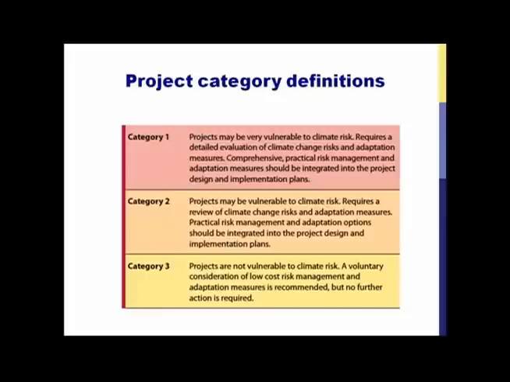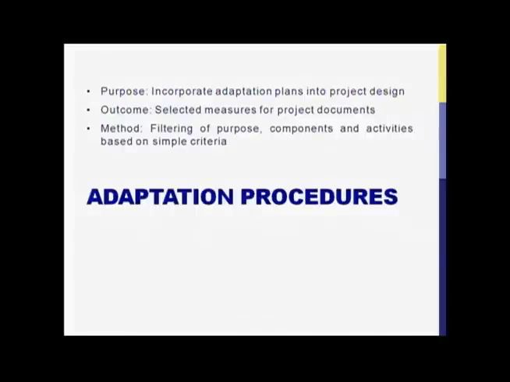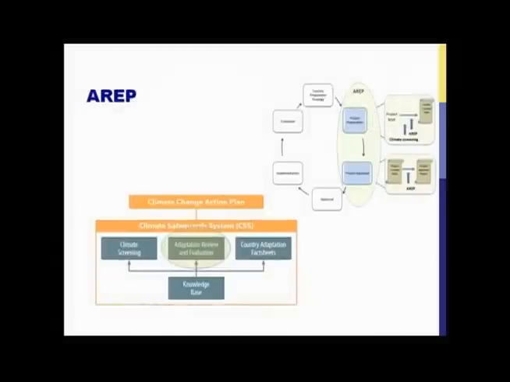Category 2 is in the middle. Category 2, there would be a remedial plan that you'd want to develop. You can probably lay out the mechanics of that within the bank, but you then have to put it into the project. The next step in the procedures is to look at what that adaptation plan might look like.